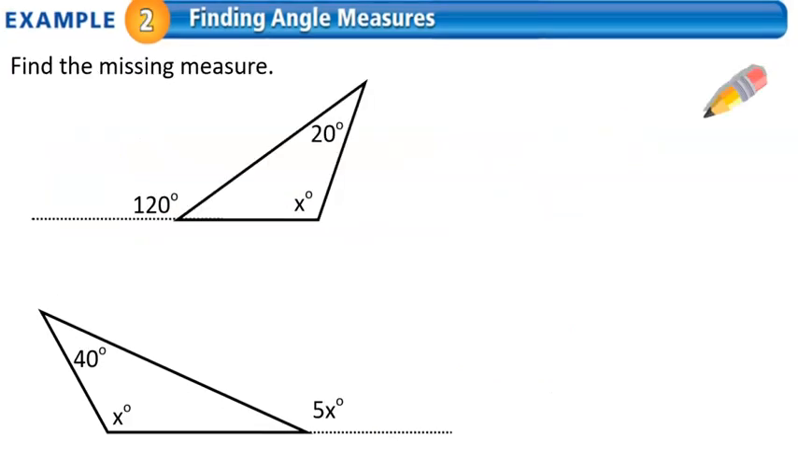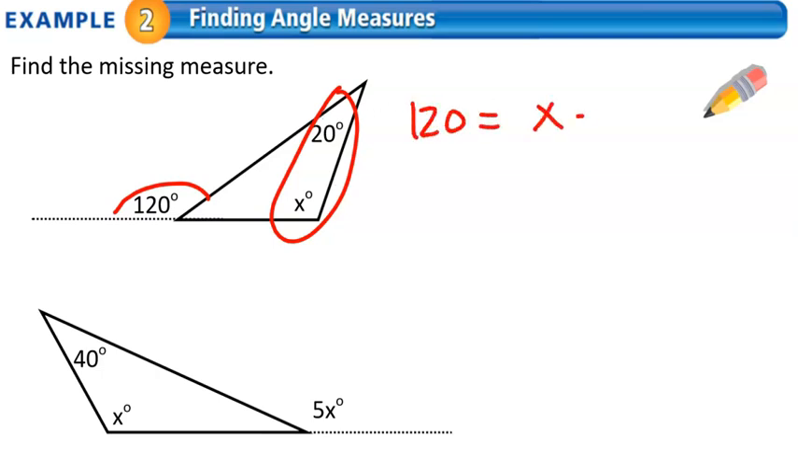Let's try two more. I know an outside angle, and these are the two remote interior angles. So that means 120 is equal to their sum. So when I subtract 20 from both sides, that must mean that x is equal to 100.